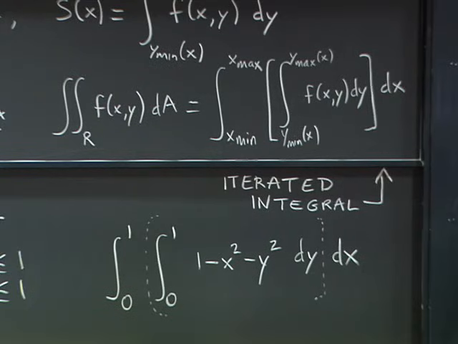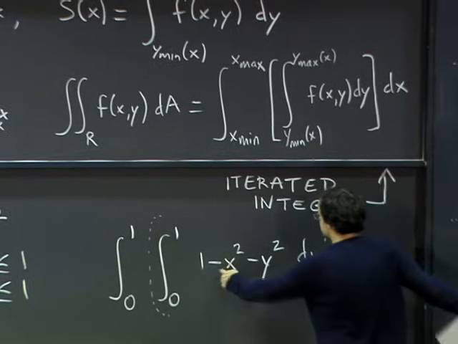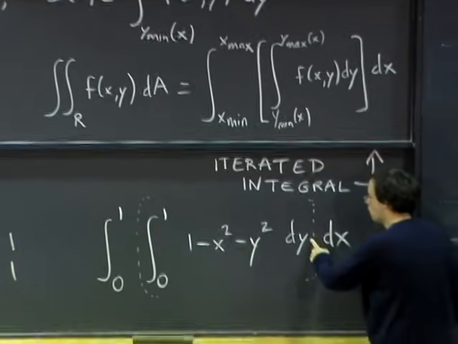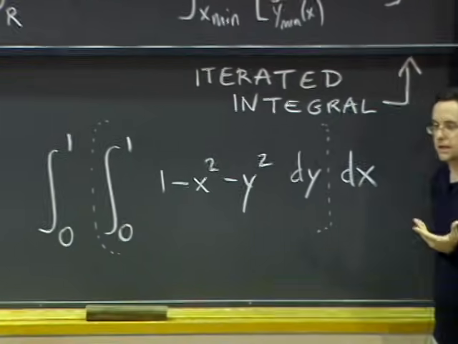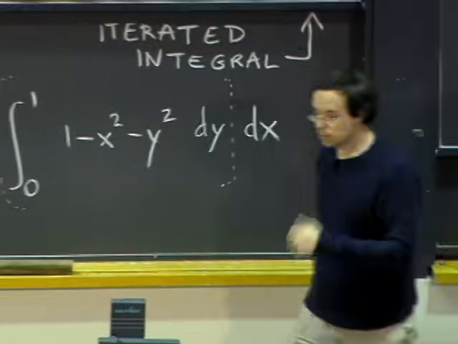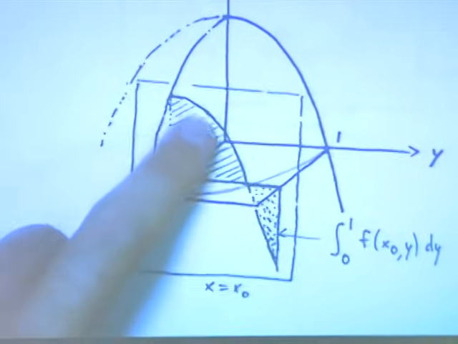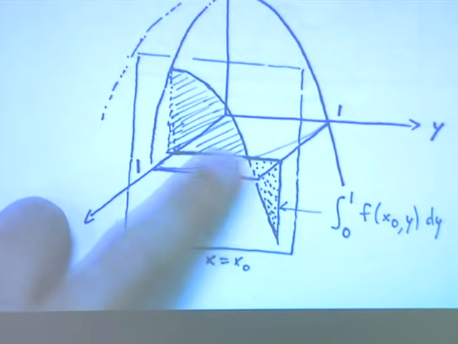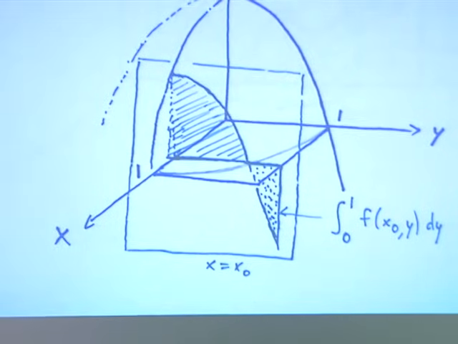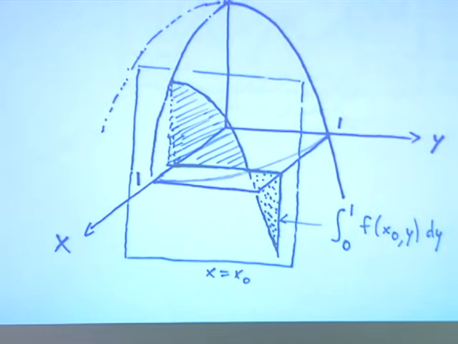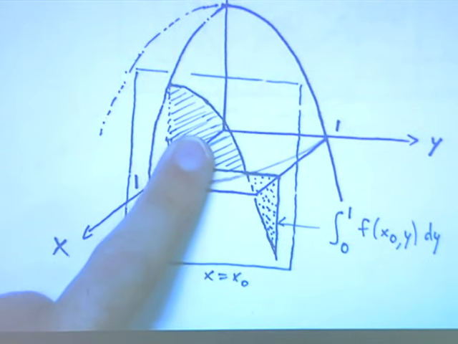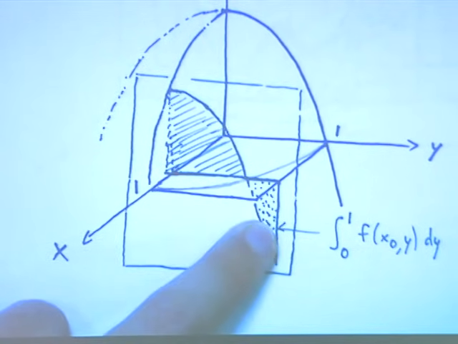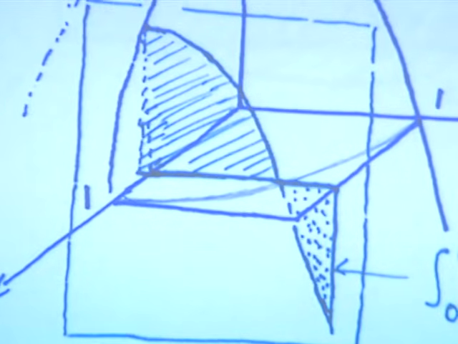So what this means is first I will integrate 1 minus x squared minus y squared over y ranging from 0 to 1 with x held fixed. What that represents is the area in this slice. See here, I've drawn, well, what happens is the function takes positive and negative values. So in fact, I will be counting positively this part of the area, and I will be counting negatively this part of the area, as usual when I do an integral.